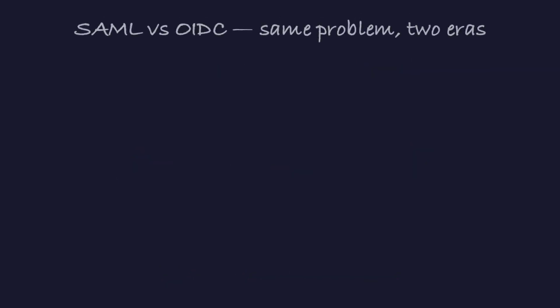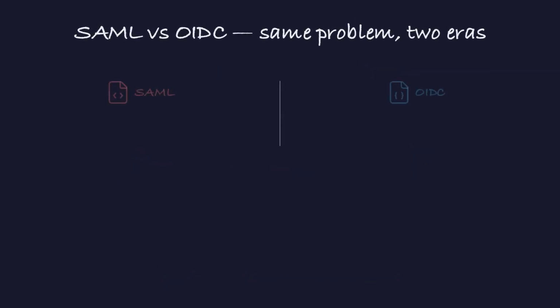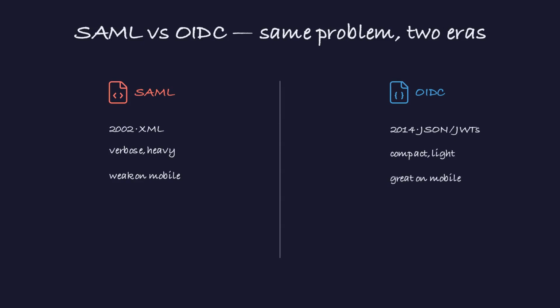This probably feels a lot like OIDC from part 1, and it should. They solve the same problem. Here's how they differ. SAML from 2002, XML-based, verbose and weak on mobile. OIDC from 2014, JSON and JWTs, compact and great on mobile.